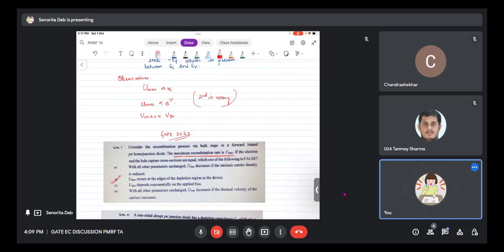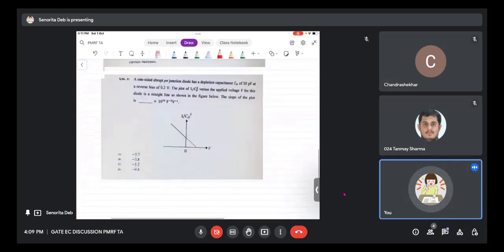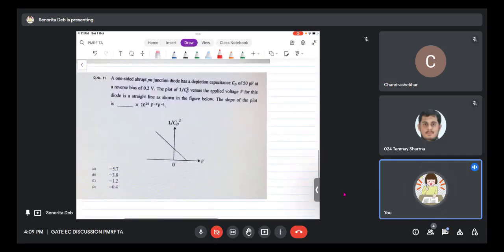Okay. Now coming to the next question, this is a more interesting question and this could have been solved. So with the one-sided PN junction diode, depletion capacitance value is given, reverse bias voltage is given as 0.2 volt, and 1 by CT square is shown, and they have asked the slope of the plot.